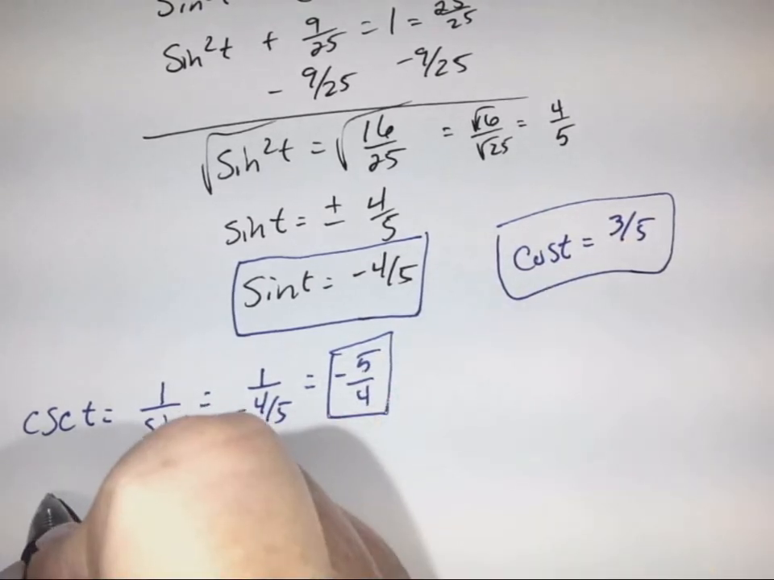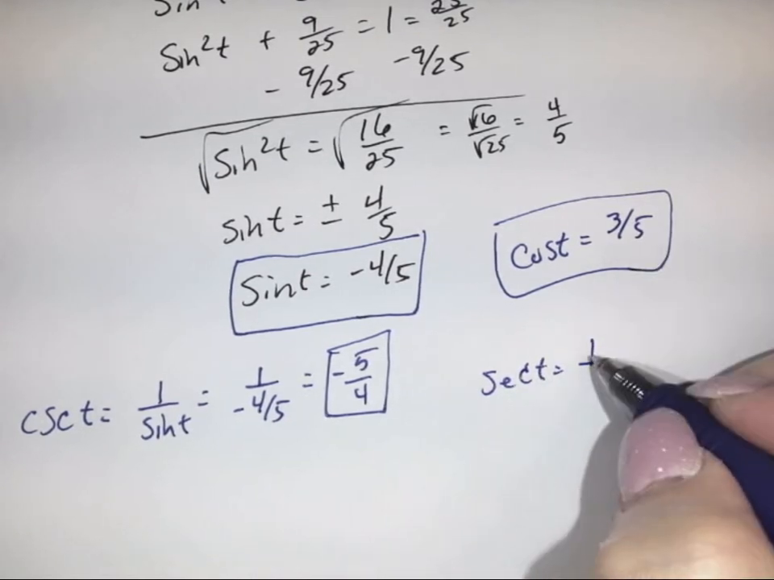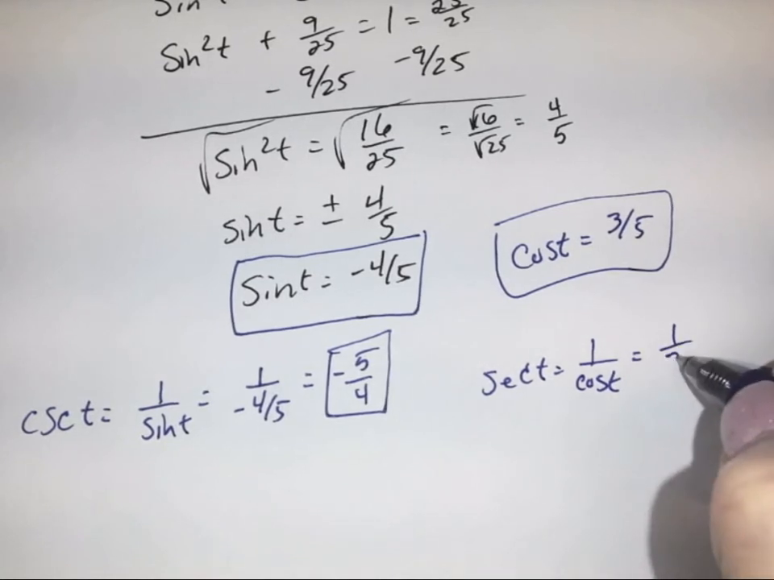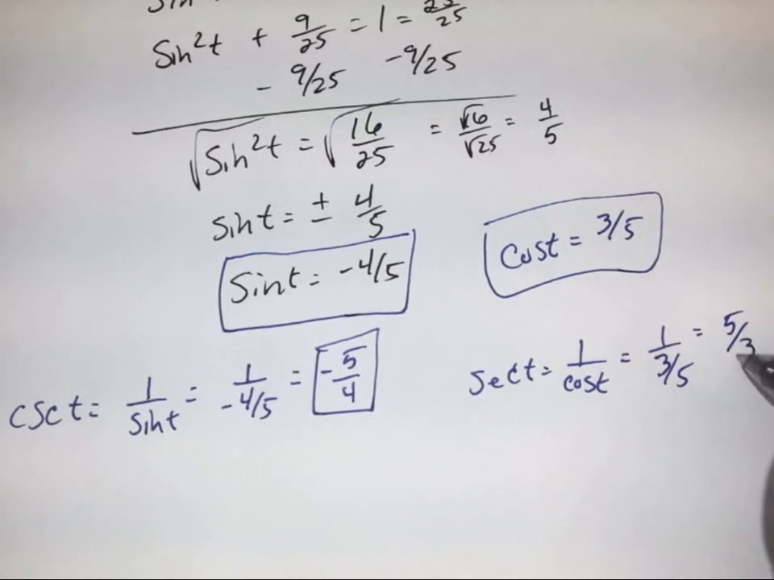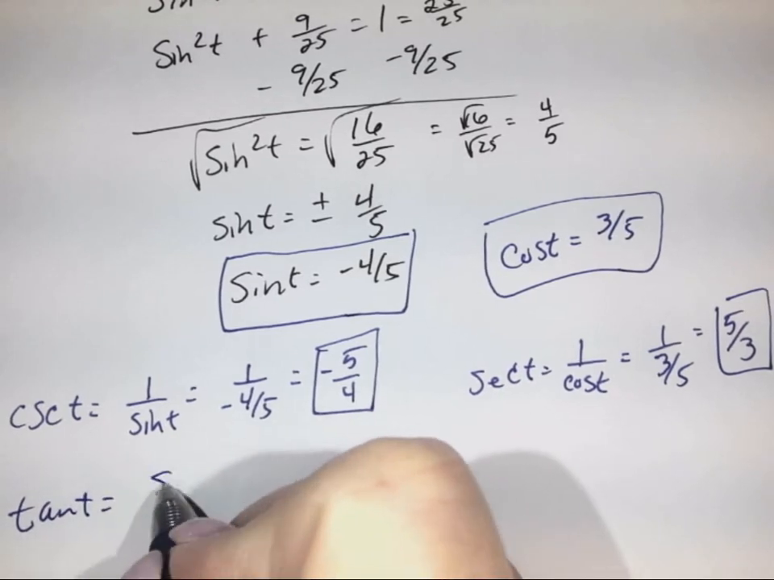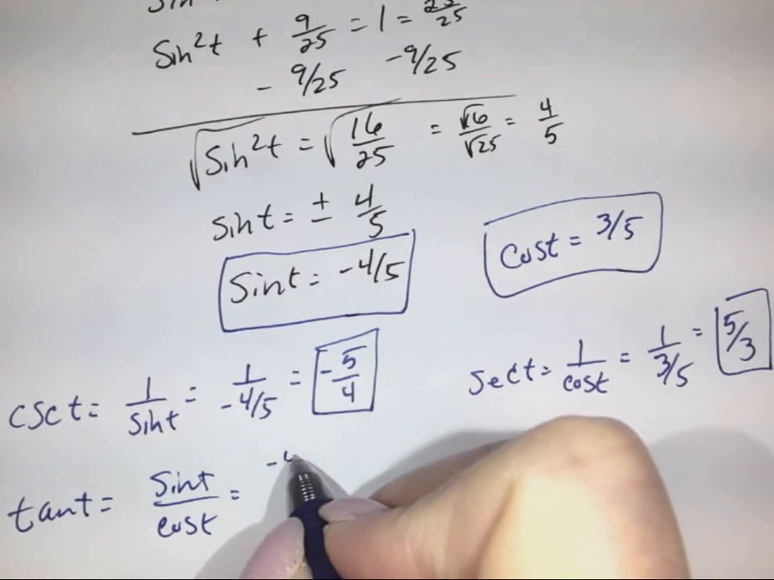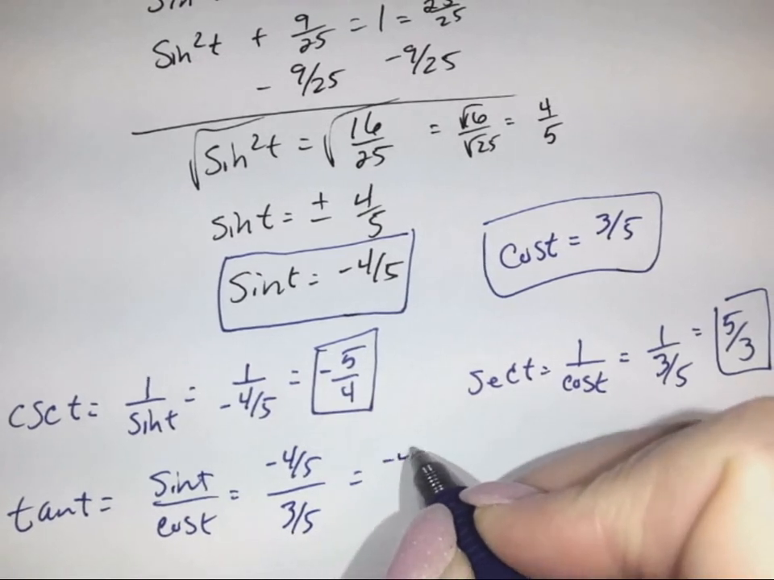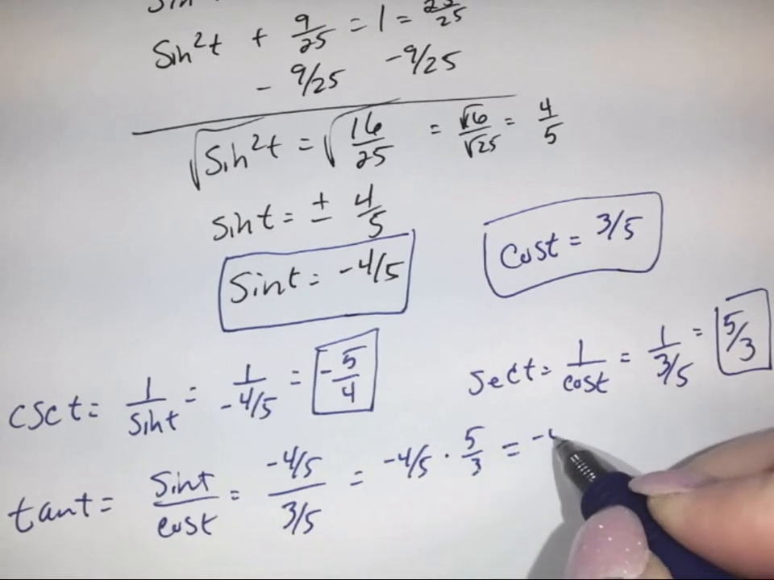And then our secant t is 1 over cosine t, which would be 1 over 3/5. Don't divide by fractions, multiply by the reciprocal, we get 5/3. Now for tangent, tangent t is equal to sine t over cosine t. So we get the sine of negative 4/5 divided by the cosine of 3/5. So that gets us negative 4/5 times 5 over 3. The 5's cancel, we get negative 4/3.